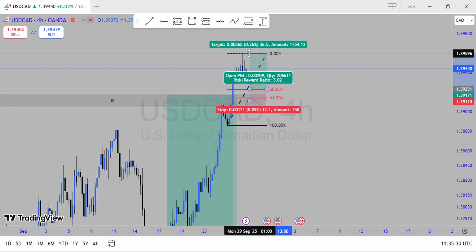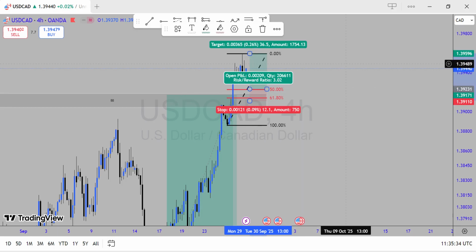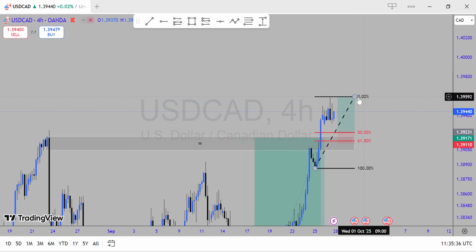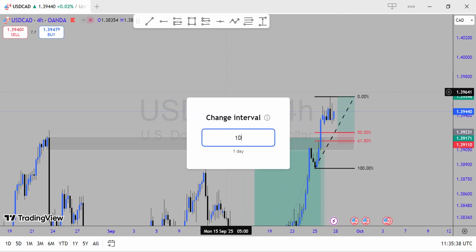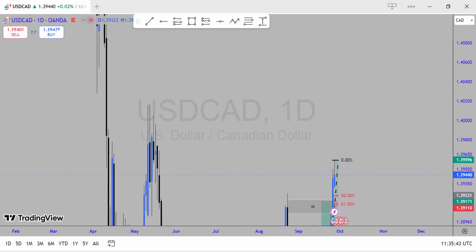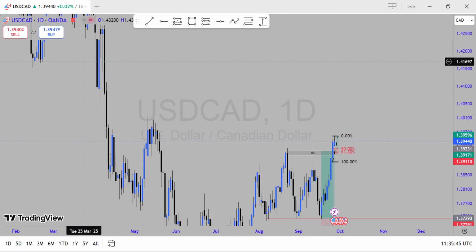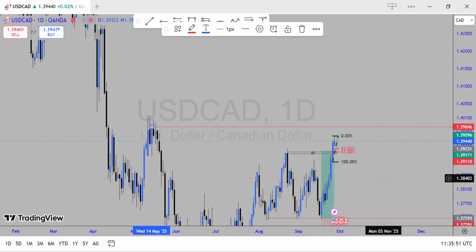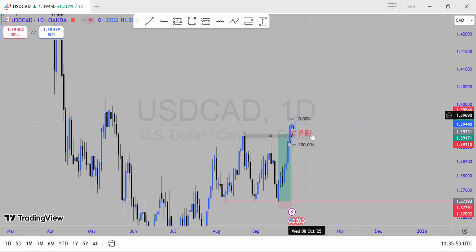But where will I be targeting? My first profit will be at this place, but I will be looking to get more entries, because on the daily time frame, I think price is heading towards this particular zone right here. So let me quickly mark it on the chart. This particular zone. I'm hoping price will get to that place.